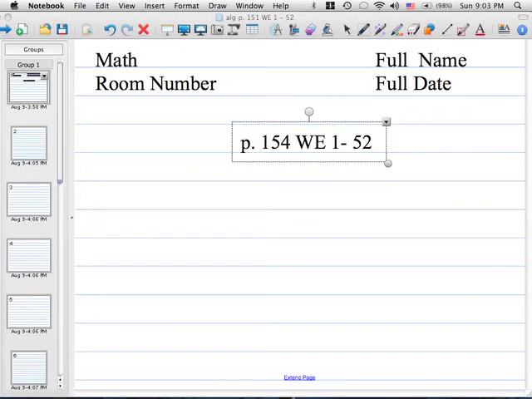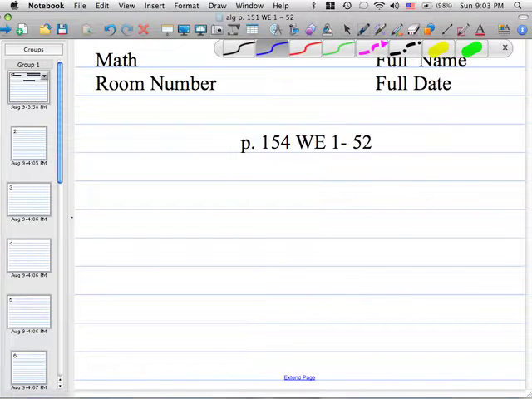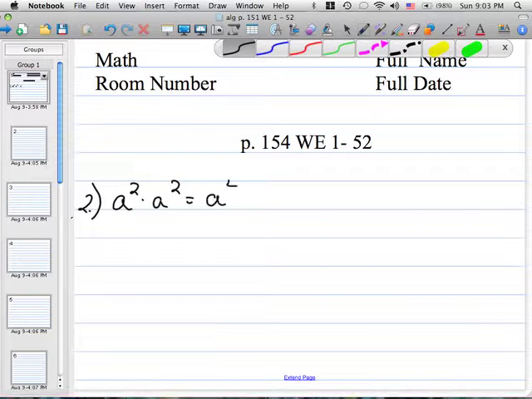Moving on to the assignment, you need to open your books to page 154, written 1 to 52. Make sure your paper is headed, and you skip a line, you have the title, and fold the paper. And we're starting with problem number 2, and the directions are simply to simplify. So copy the problem down, a to the 2nd times a to the 2nd. Bases are the same, add the exponents, it's a to the 4th.